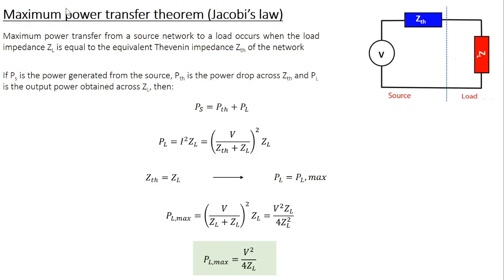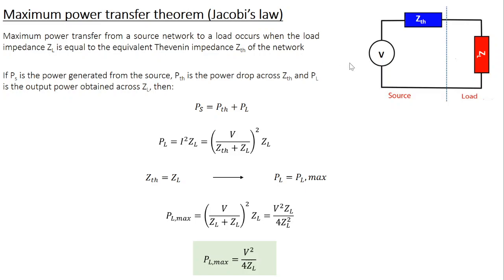This is given by the maximum power transfer theorem, which is also known as Jacobi's law. The maximum power transfer theorem says that maximum power transfer from a source network to a load occurs when the load impedance ZL is equal to the equivalent Thevenin impedance ZTH of the network.